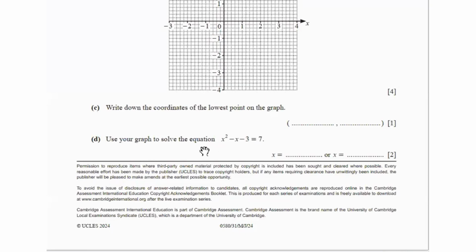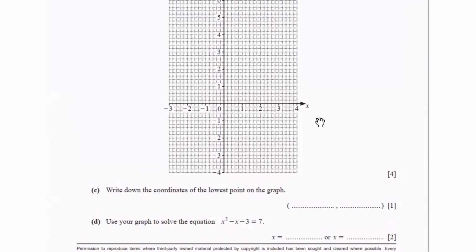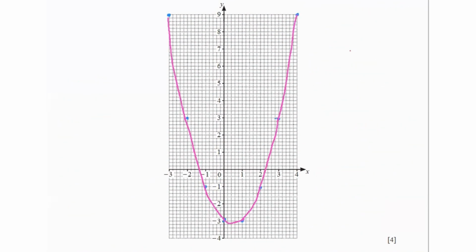Lastly, use your graph to solve the equation x squared minus x minus 3 equals 7. So if we compare this equation to the original one, we can see that the only difference is that instead of y, we have 7, which means we will draw a line at y equals 7. y equals 7 is this line. So corresponding x values are these two. Once again, in the question it says estimate, so you will be given a range of values, and if your value falls in that range, you're good to go.